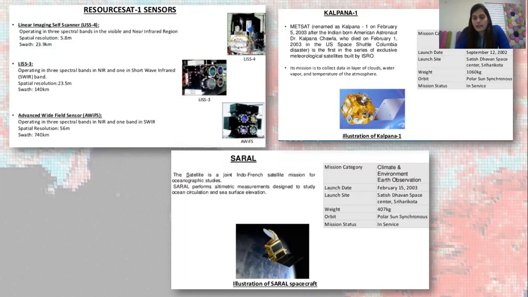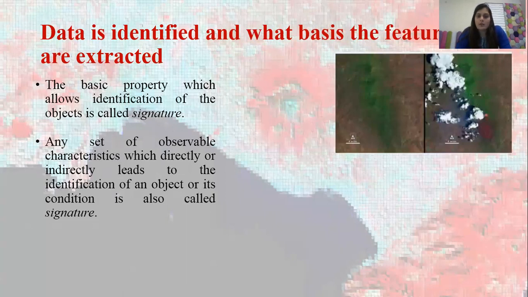Here, students, I have shown very few satellites and sensors. But in today's time, we have launched many sensors and satellites. As per the requirement, we have taken the information. Through this, I would like to say that according to the requirement of frequency and wavelength, we are making the sensors. So these are Resourcesat, Kalpana 1, SARAL, all have different purposes and all will gather different energies from different features. Next we will discuss how data is identified and on what basis the features are extracted.